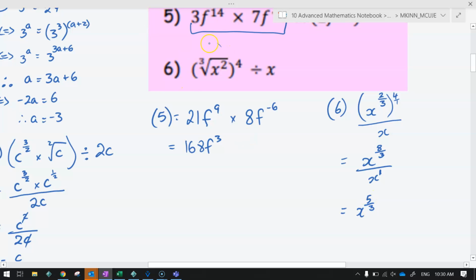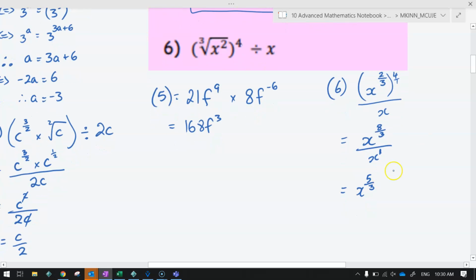Because in the original expression they used a radical sign, I'm going to rewrite this. Even though that's a perfectly adequate answer, I'm going to rewrite it as the cube root of x to the power of 5. You try and mirror how the question was presented to you.